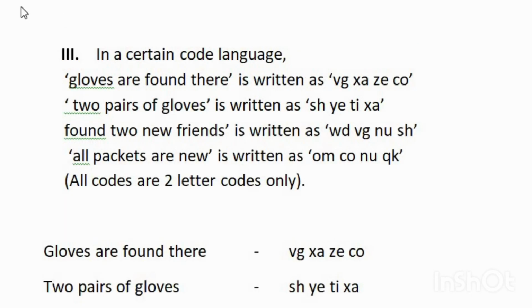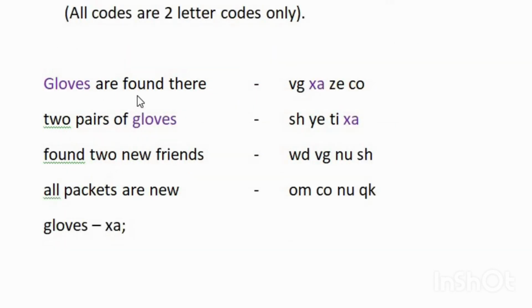This is the third workout question. I hope you got the answers of this question. Globes, which is the code? I hope you got the correct codes for these words. And what is the code for globes? It is XA. Got it? Because in the first and the second line XA is common, and the word globes is common, right? So the code for globes is XA.